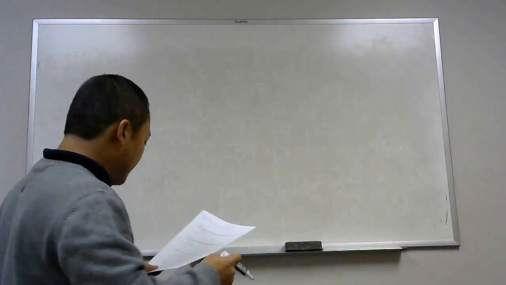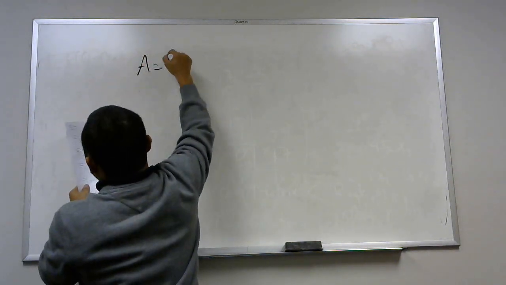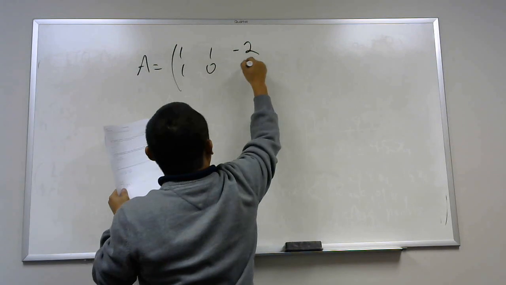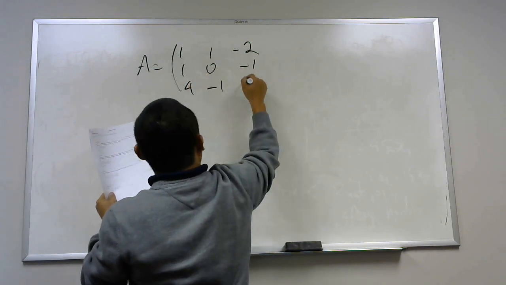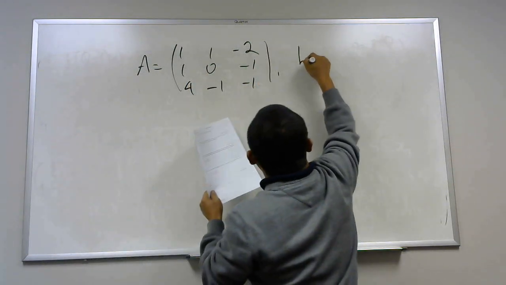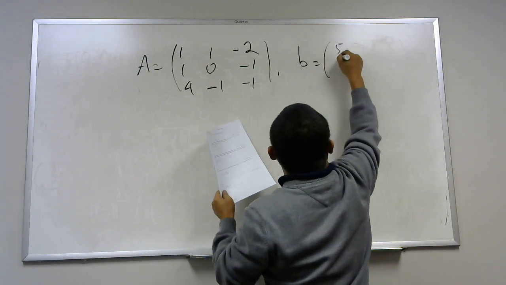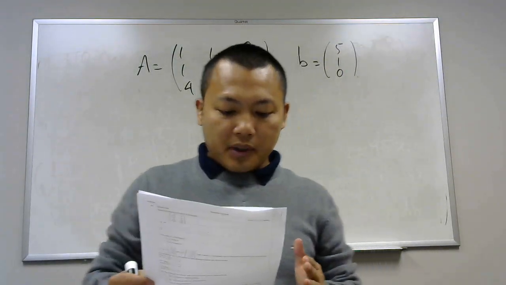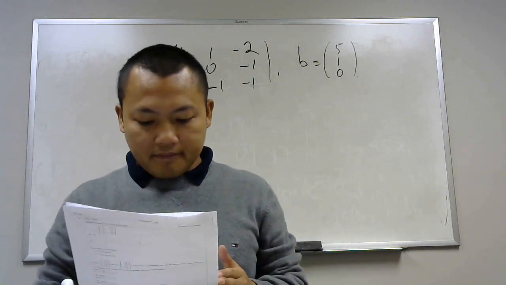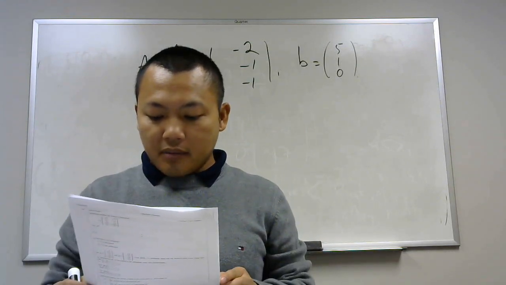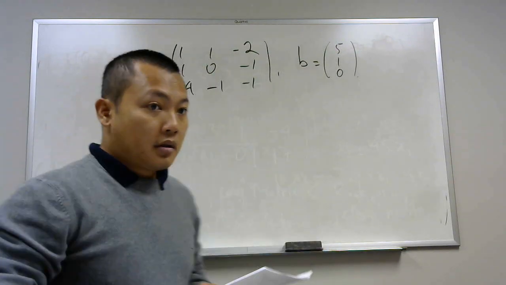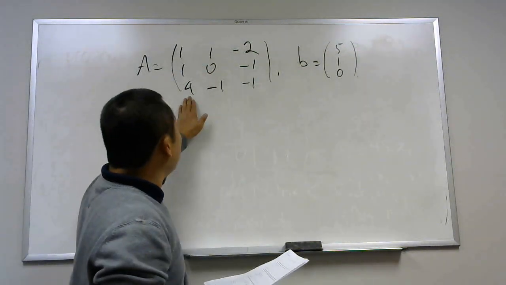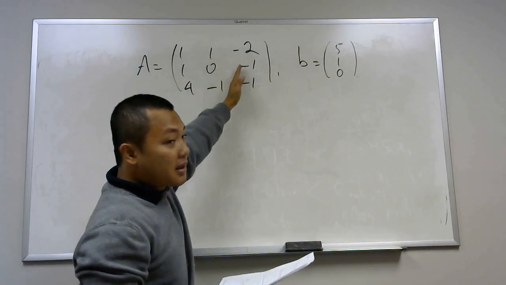Next problem. We have matrix A, which is 1, 1, -2, 1, 0, -1, 4, -1, and -1. And then B is 5, 1, and 0. They ask us to express the column matrix B as a linear combination of columns of A. So as a linear combination, meaning this vector is a linear combination of this column, this column, this column.